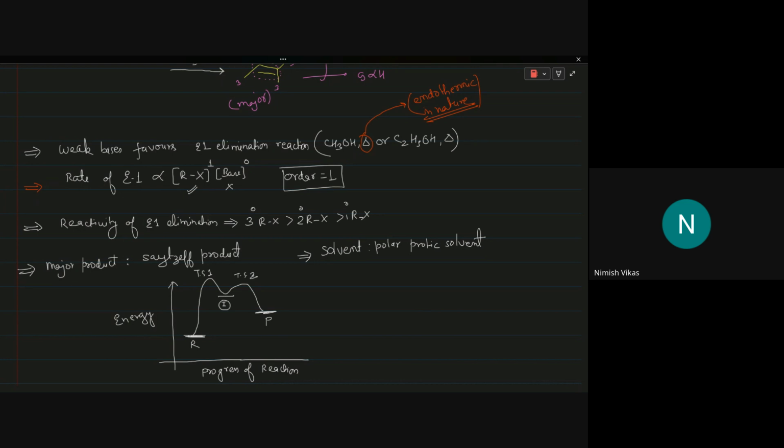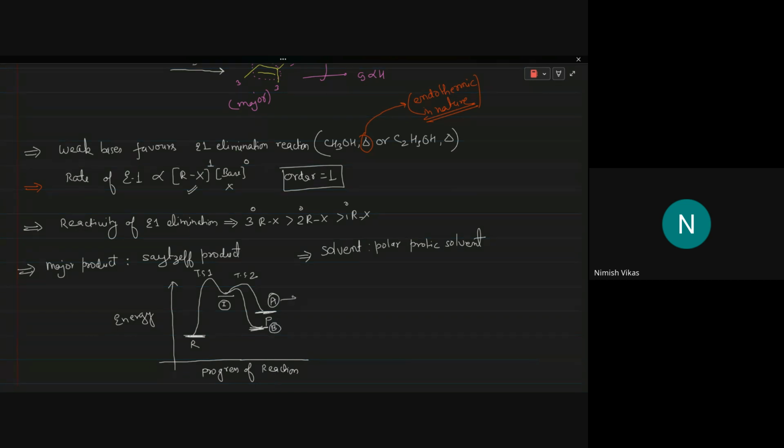Okay, so this is there. Now suppose two types of products are forming, sir, let's say I want to plot the graph for Hoffman and Saytzeff also. So from this intermediate only two curves will be generated. Obviously both curves will have higher energy than the reactant. So let's say this is product A and this is product B.